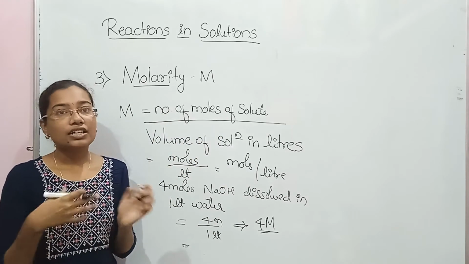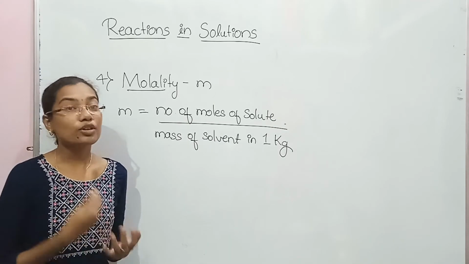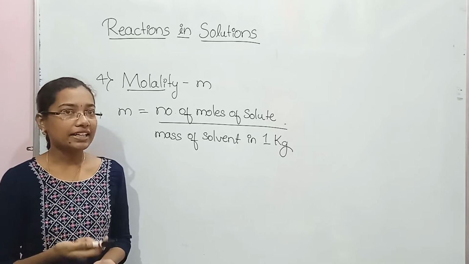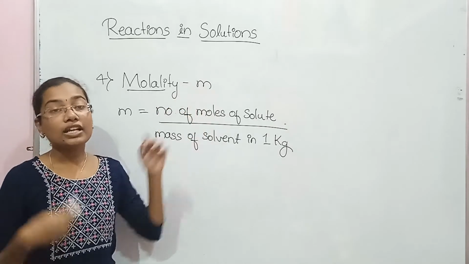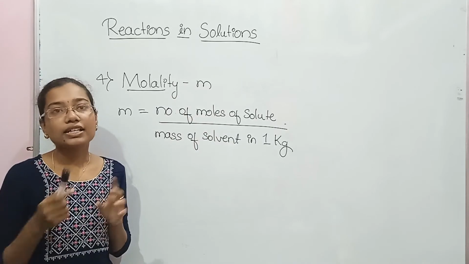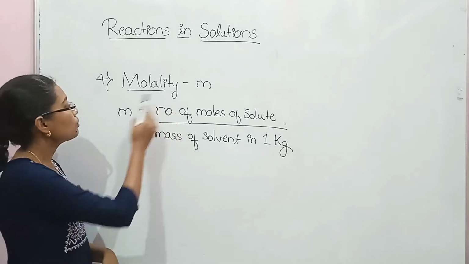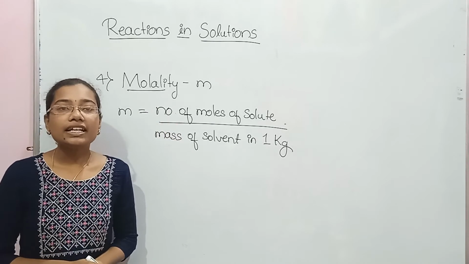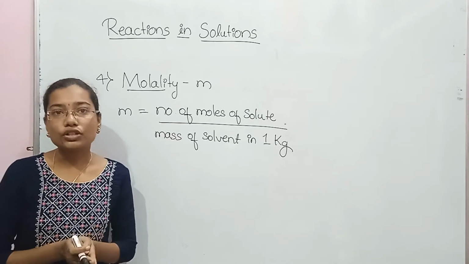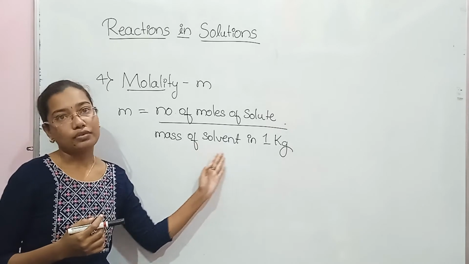Okay. Now we'll see the next one. The last one is molality. It is molality, that one is molarity. Molality is denoted by small m. Molarity is denoted by capital M. Okay, this is the difference. What do you mean by molality? Molality is the number of moles of solute present in 1 kg of solvent.